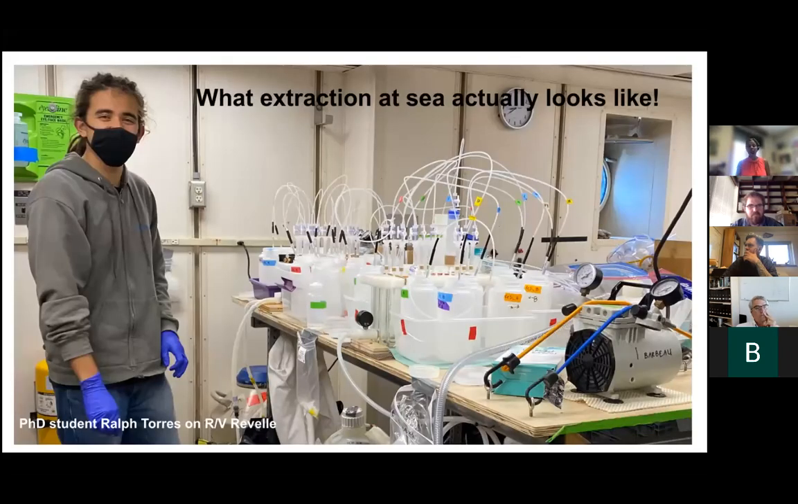And I just wanted to show this for the students. This is what it really looks like when you're doing this at sea. This is my student Ralph Torres. We were recently out for 4.5 weeks in the California Current ecosystem. The little columns you're looking at here are the ones we use for metabolites, which is why we have so many of them. And we use these bigger columns for the radiocarbon work because we need more carbon.